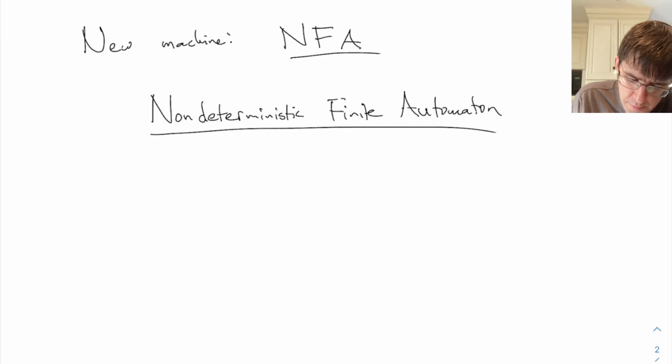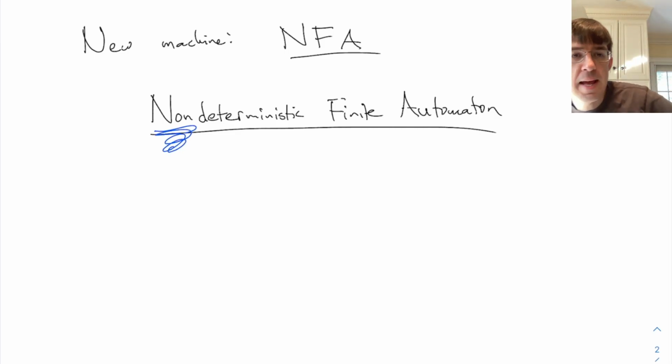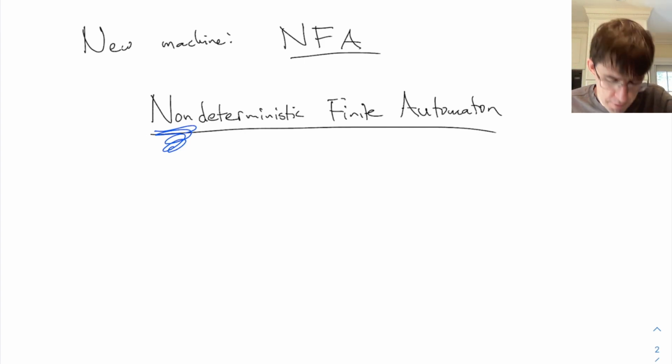Non-deterministic is the big difference here. The non is what makes an NFA different from a DFA. So what exactly is the difference? It's still finite, which means we're still going to draw them with diagrams like the DFA, and it is still going to have finitely many states. That's what the finiteness means.